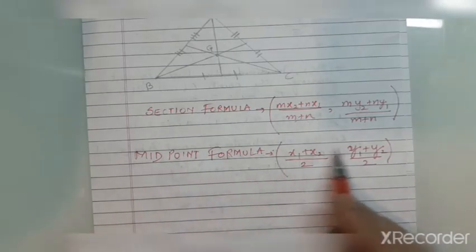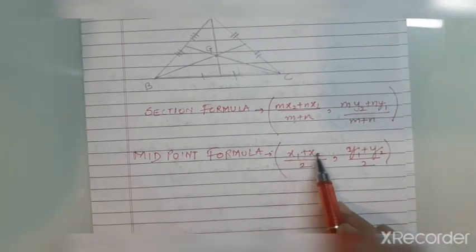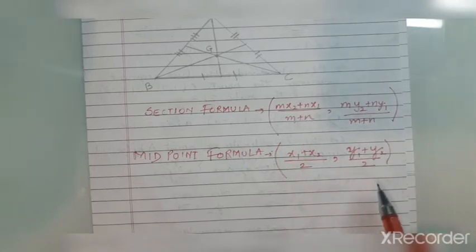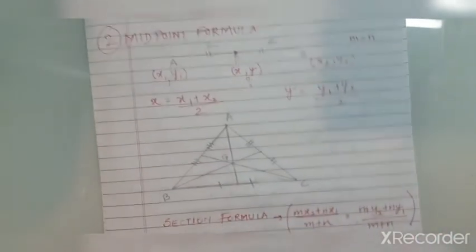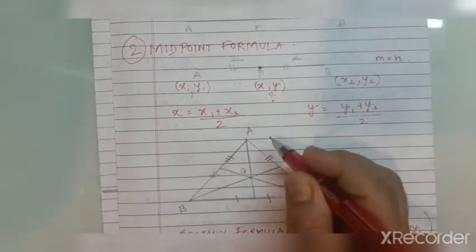So this is the midpoint formula to find the x coordinate, x1 plus x2 upon 2, and to find the y coordinate, y1 plus y2 upon 2. Okay. Now moving to the third one, that is the third formula what we are going to study.